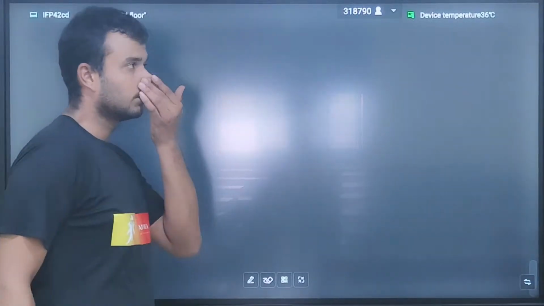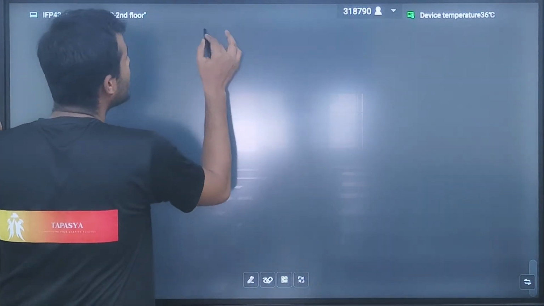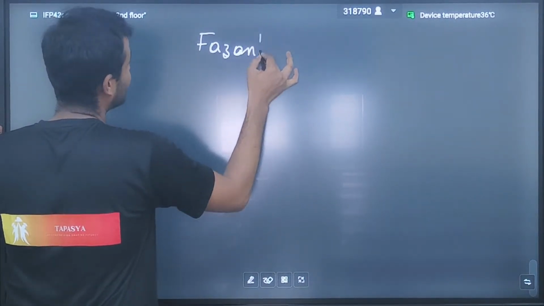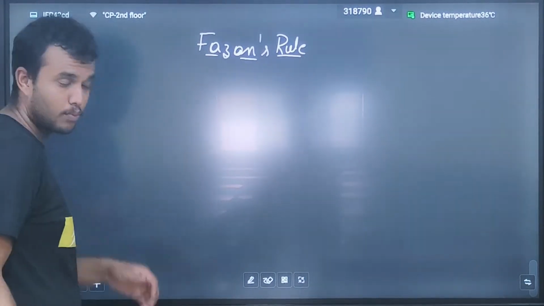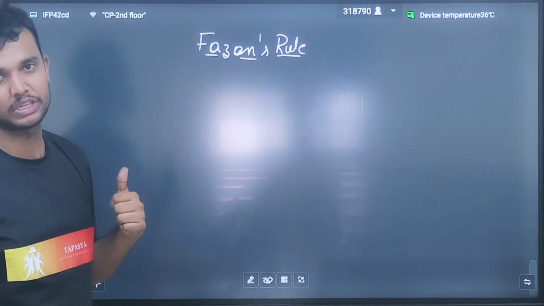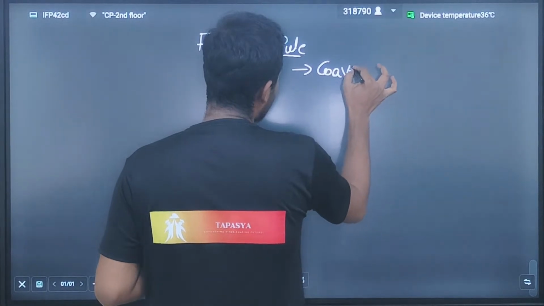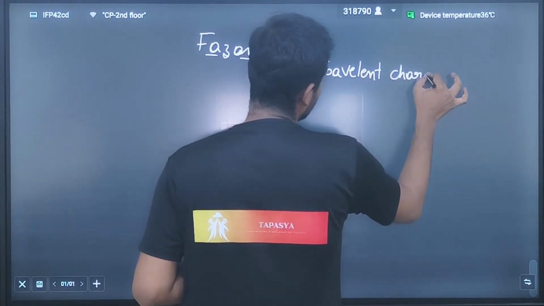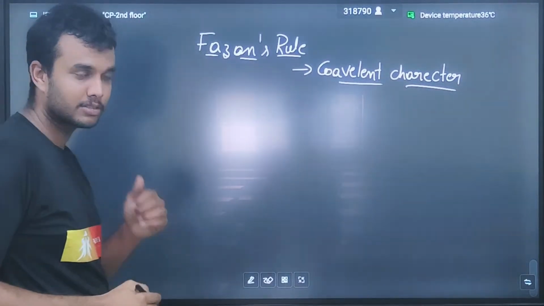It is Fajans' rule. Okay, my dear students, I will explain Fajans' rule quickly. After that, let's move to hybridization and the tricks to learn hybridization. What exactly is Fajans' rule? Very simple. This rule gives an idea about covalent character, my dear students.